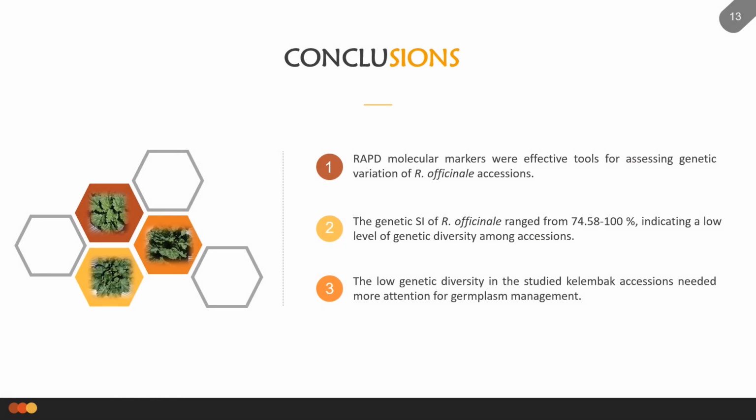Conclusions of our research were: 1. RAPD molecular markers were effective tools for assessing genetic variation of Rheum officinale accessions. 2. The genetic similarity index of Rheum officinale ranged from 74.5 to 100%, indicating a low level of genetic diversity among accessions. And the last, the low genetic diversity in the studied Kelembak accessions needs more attention for germplasm management.